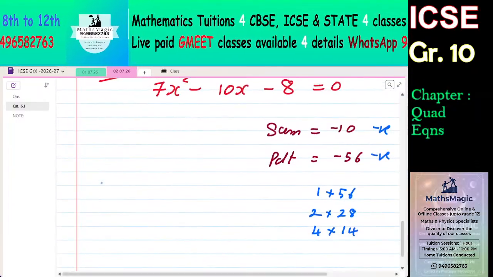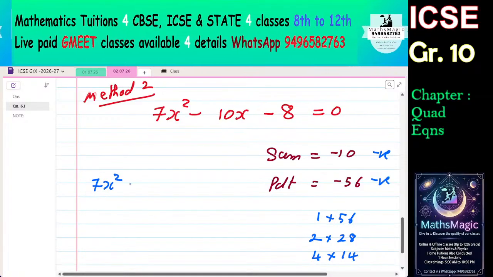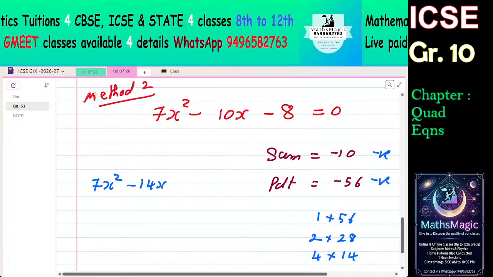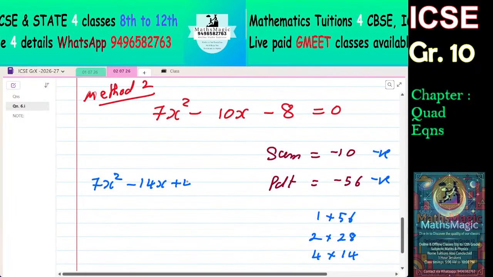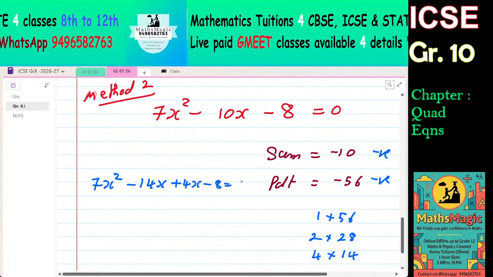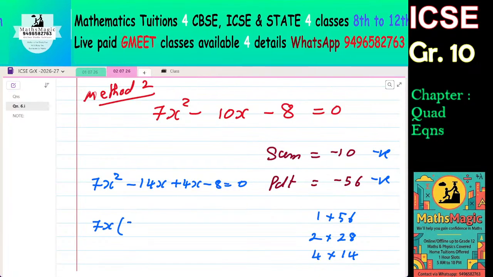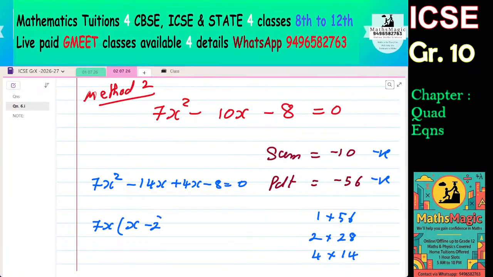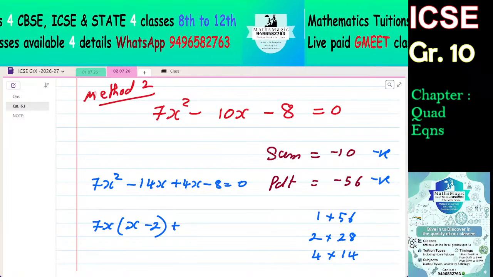Okay, so 7x squared minus 14x plus 4x minus 8 equals 0. You can take 7x outside, you will get x minus 2, right? You should get that, right?